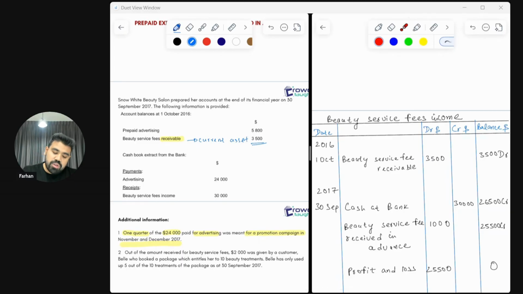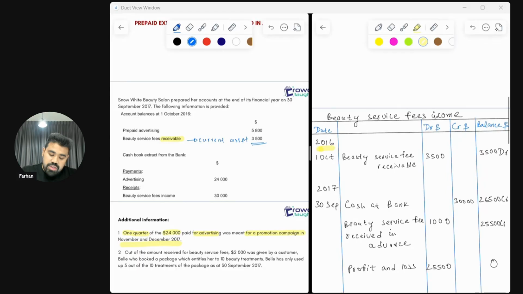So that is what we have done to begin with. 2016, 1st of October, we have included beauty service fees receivable as the description, and we recorded the balance on the debit column, $3,500. All right, because all assets by default have an opening balance on the debit side, and therefore the final balance is $3,500 debit.